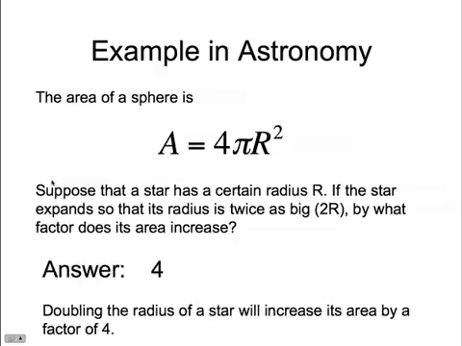The answer is 4. Since the area is proportional to radius squared, if you double r, that factor of 2 gets squared, giving you a factor of 4. So doubling the radius of a star increases its area by a factor of 4. Another way to say it is if you had one ball of a certain radius, then a second ball of twice the radius will have 4 times the area of the first ball.